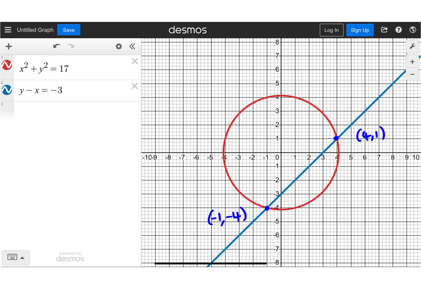So just looking at that there, you can see you've got your circle there, which was x squared plus y squared is equal to 17. And you've got your straight line graph, your linear graph, which was y minus x is equal to negative 3. So you can see the 2 points of intersection. The first point of intersection was negative 4 and negative 1, negative 4. And the second point of intersection was 4 and 1. And if we were to go back there, you can see that in the last page.